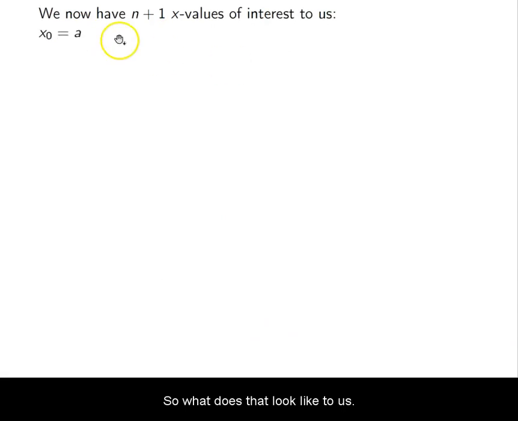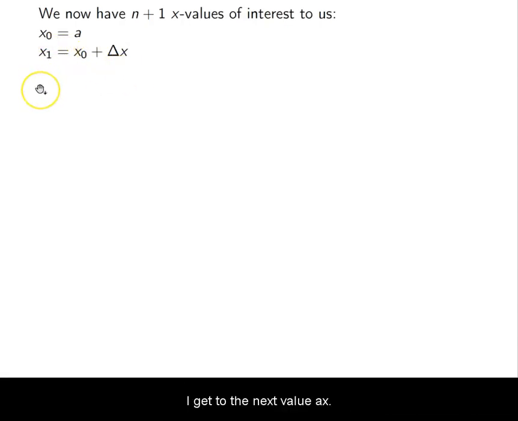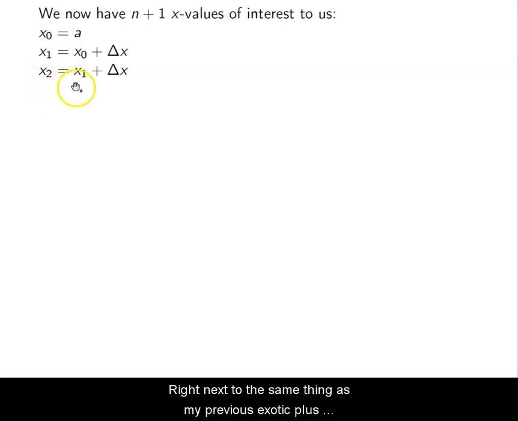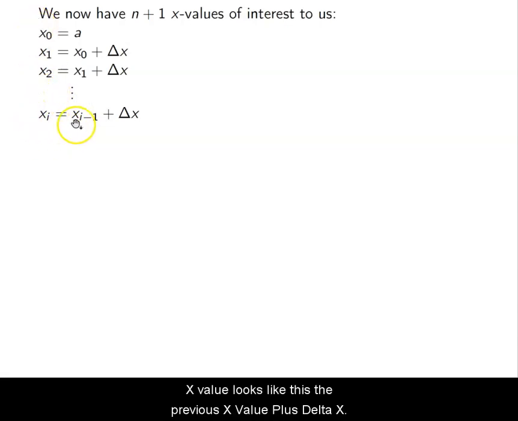So what does that look like to us? X naught is my initial value of a. X1 is my previous value plus a distance of delta x, my previous value plus the length of the base of my rectangle. That's how I get to the next value of x. X2 is the same thing. It's my previous x value plus my change in x to get to the next width for my rectangle, so forth and so forth until the ith x value looks like this, the previous x value plus delta x.